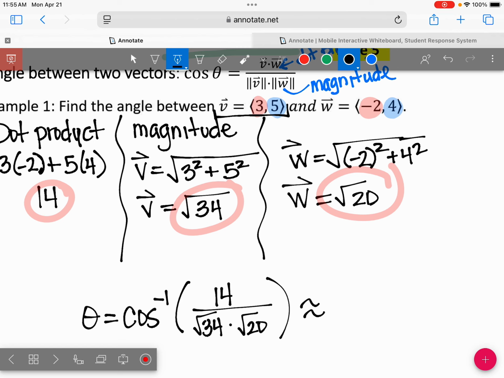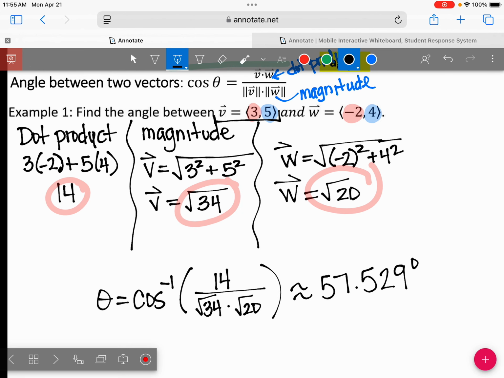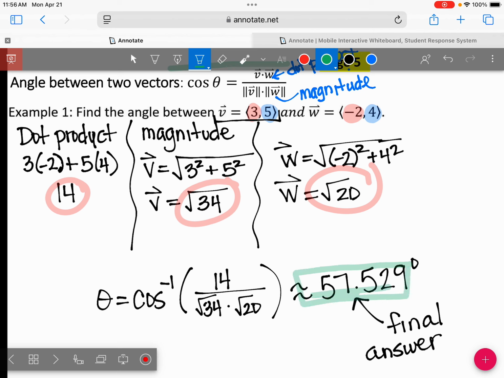I'm going to recheck mine because I didn't round mine. Let me do that. All right, anybody else get 57.529? Yeah. Anyone need help typing it in?